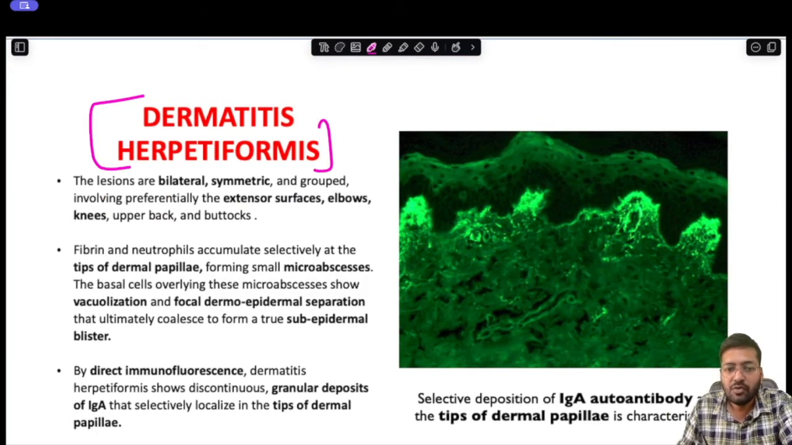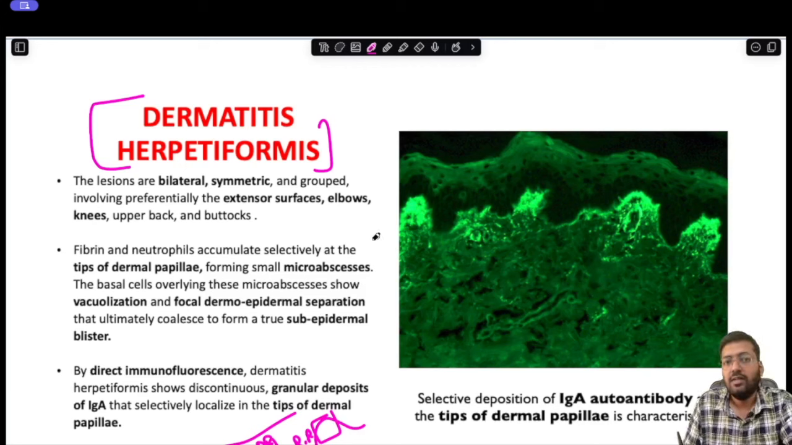If you see, this is the skin, this is the epidermis and this is the dermis. Remember one thing: this part which is dipping down is called the rete ridges, whereas this part which is going up is called the dermal papilla. In dermatitis herpetiformis, the pathology lies at the level of the dermal papillae. So remember this point very clearly.